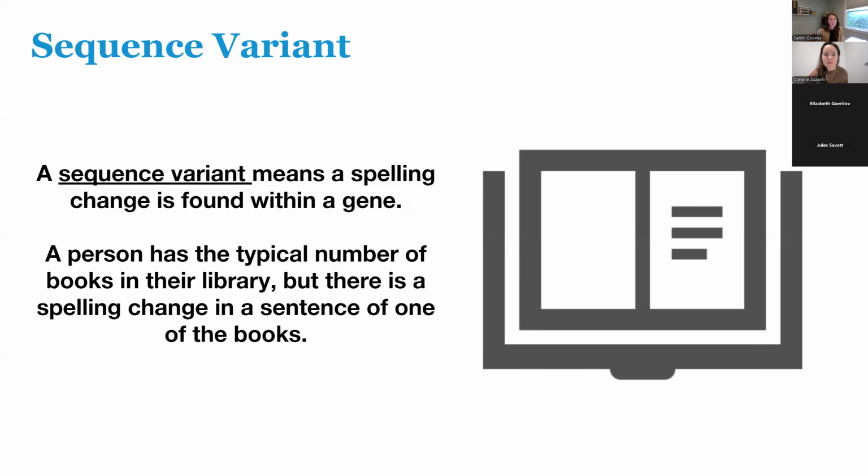One type of genetic variant is called a sequence variant. A sequence variant is a change that's identified in one gene. If we think about our genetic code like a person's very own library, a person typically has a certain number of books in their library. And if there is a spelling change in the sentence in one of those books, that would be considered a sequence variant. So just one small spelling typo in all of the number of books.